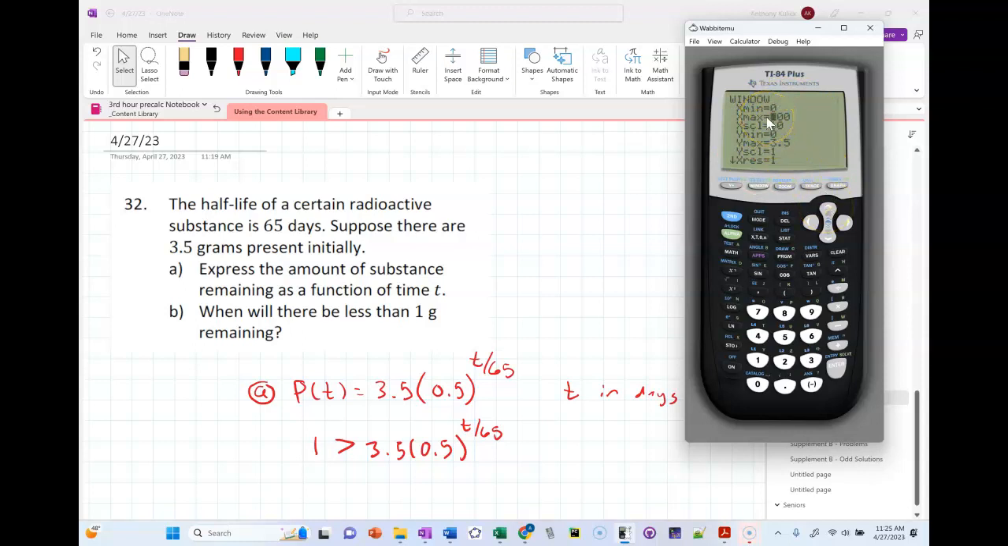So after 1 half-life you're going to be at 1.75, and then half of that is going to be less, at least. So my max is going to be like 2-ish half-lives. 2 half-lives is like 130 days, so I'll do that as my x max, and that should do it for me. Let's hit graph and take a look. So there's my curve, there's my 1 gram, there's my intersection. So second trace, intersect command, enter, enter, enter.